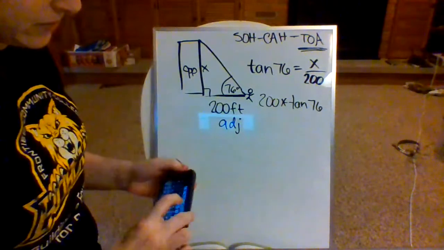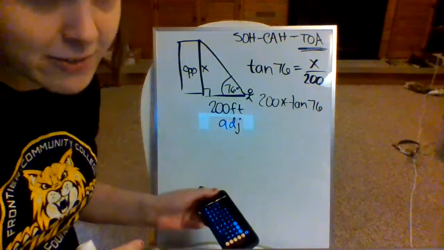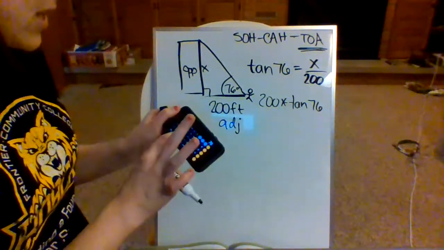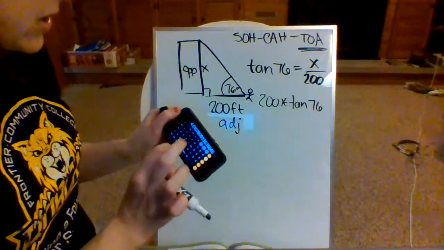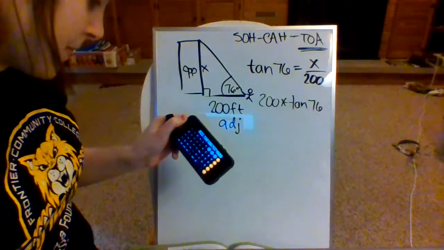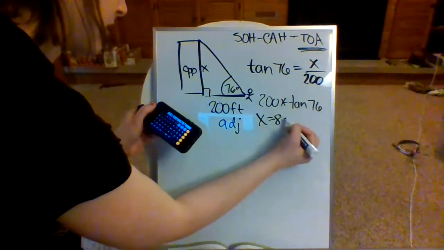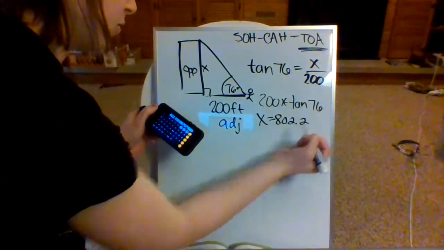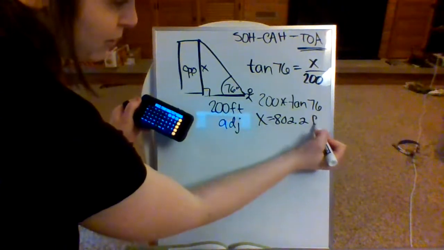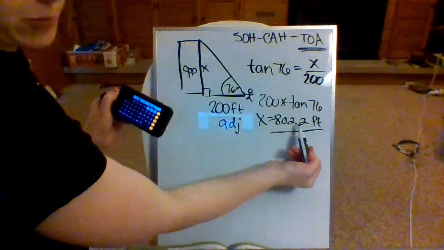Okay, so on your phone, or if you have a calculator, you can be doing it on your calculator, but I know all of you have phones, so that's why I'm teaching you that. Okay, so 76 tangent times 200. Okay, so the answer I got was 802.2. And we were doing it in feet, so we're going to label it feet. So the height of the building is 802.2 feet.